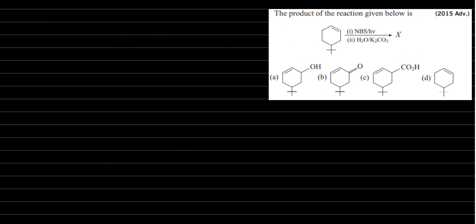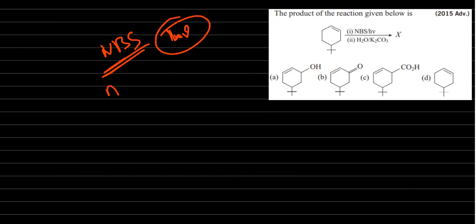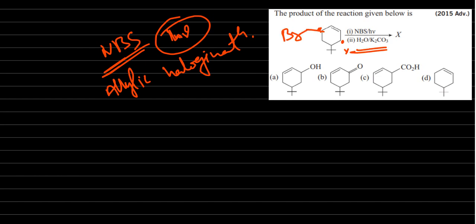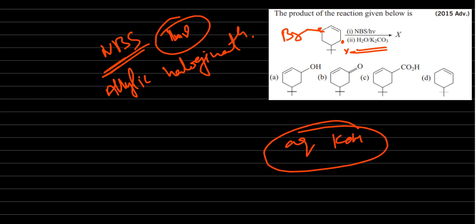Next, NBS reaction. What is this NBS? N-bromosuccinimide. In the presence of heat or light, allylic halogenation takes place. Allylic position means here this one. Here steric hindrance is there, so obviously this position is halogenated. So direct halogenation takes place here. Next step is H2O, K2CO3. H2O means aqueous, K2CO3 means nothing but KOH. Aqueous KOH means OH replaces bromine in the next step. So your answer is A.